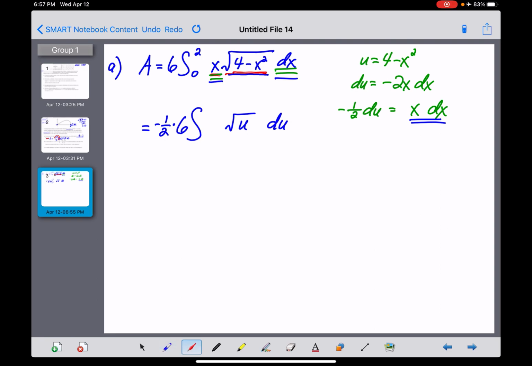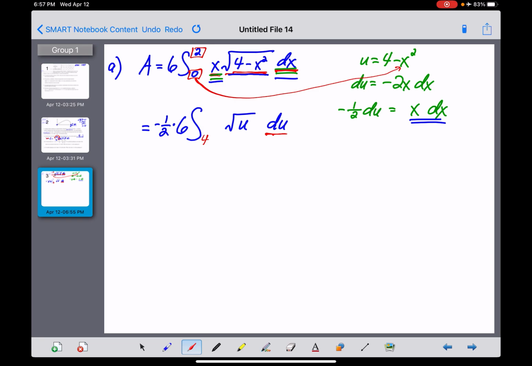All we're missing now is limits of integration, but let's remember, the 0 and the 2 that we had a moment ago were values of x. Now I want them to be values of u. So I'm going to take 0 and plug it in right there for x. 4 minus 0 squared is going to get me 4 for a lower limit of integration.